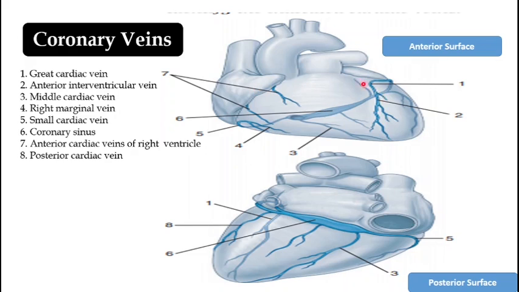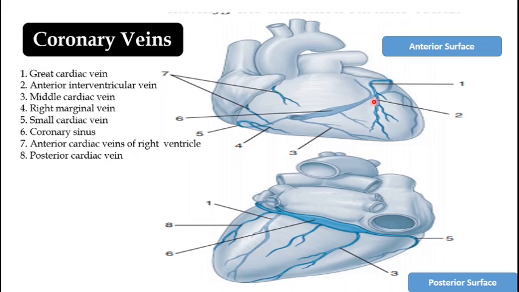So right now we are only discussing the coronary veins. So we have only drawn the coronary veins on the surface of the heart. We have not drawn the coronary arteries. So this is the anterior surface of the heart, the surface which is facing the front of the body, and this is the posterior surface of the heart, the surface which is facing the back of the body. So we can see the different veins on the anterior surface of the heart, and we can also see the different veins on the posterior surface of the heart.